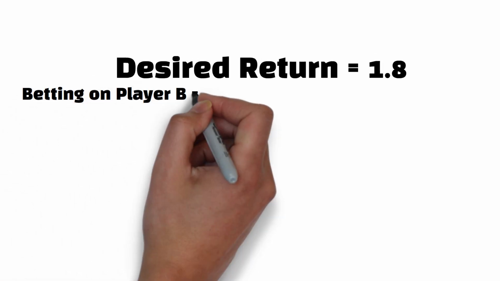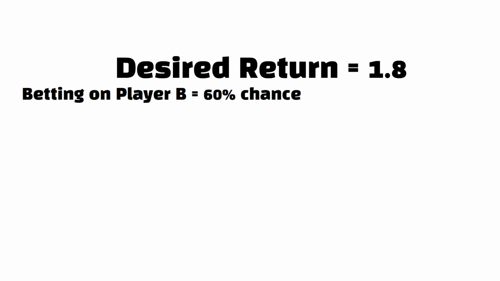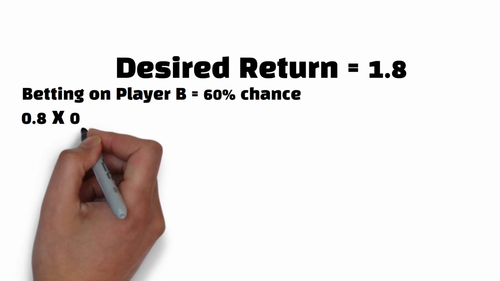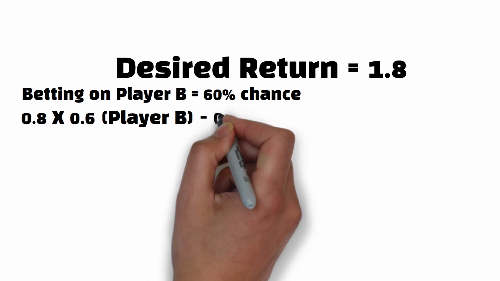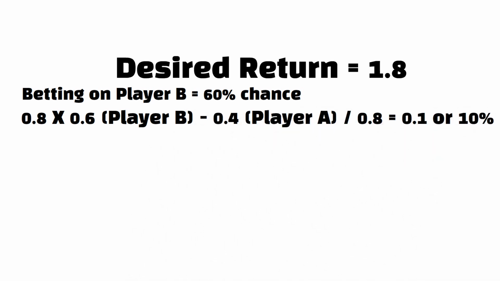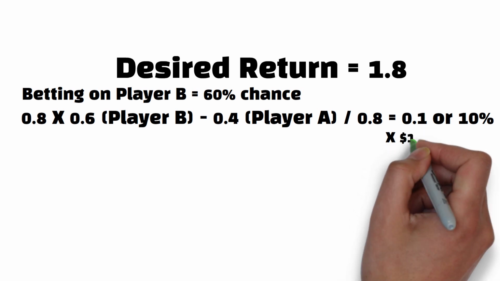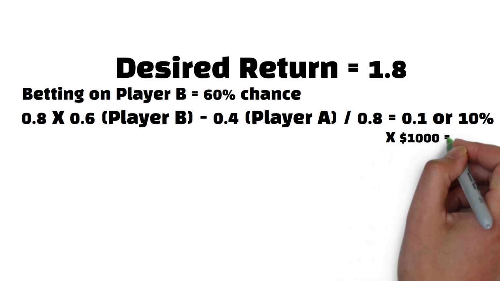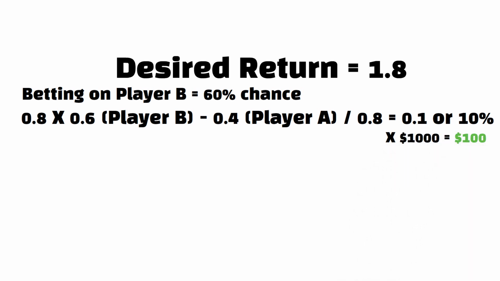With our analyzed true winning probability of 60% and losing probability of 40%, the equation unfolds before us. 0.8 multiplied by 0.60 minus 0.40, divided by 0.8. The result? 0.1 or 10%. To determine the optimum Kelly Criterion stake, we multiply this figure by our betting bank of $1,000, yielding $100.